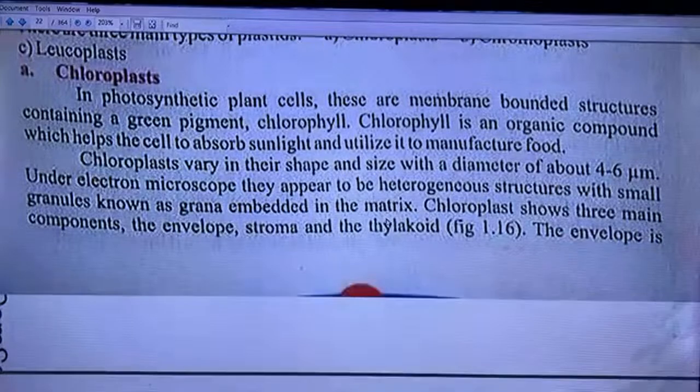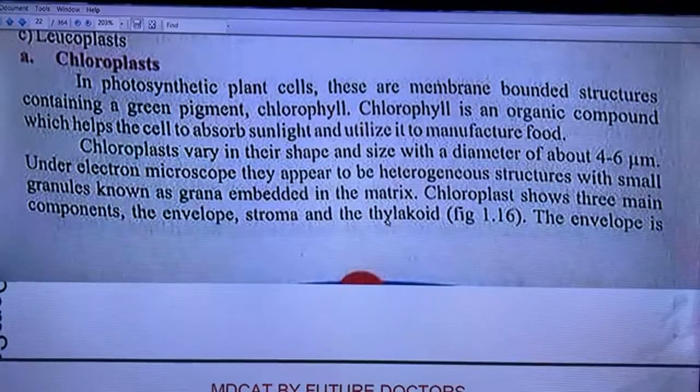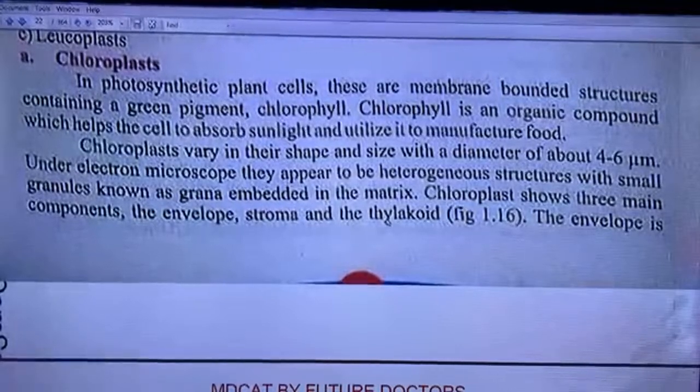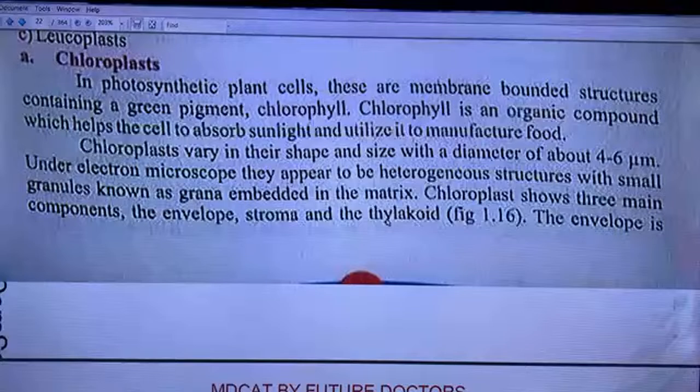Chloroplast. In photosynthetic plant cells, these are membrane-bounded structures containing a green pigment, chlorophyll. Chlorophyll is an organic compound which helps the cell to absorb sunlight and utilize it to manufacture food. Chloroplasts vary in their shape and size, with a diameter of about 4 to 6 micrometers. Under the electron microscope, they appear to be heterogeneous structures with small granules known as grana embedded in a matrix.